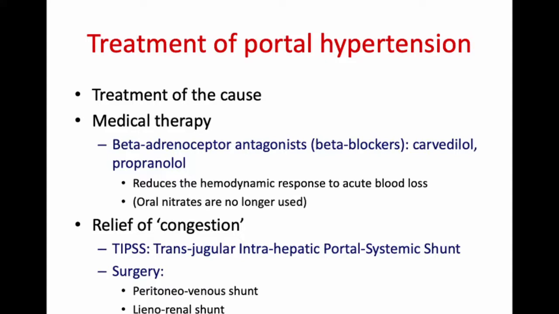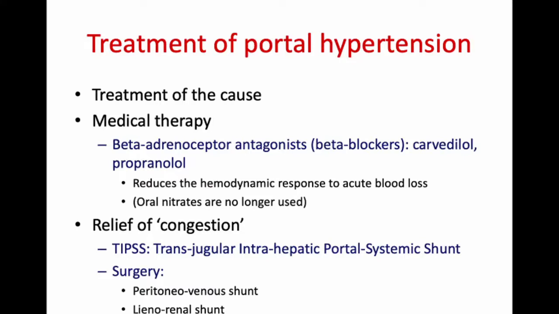So it's very important to keep that in mind, because if we rely on the pulse rate to diagnose acute blood loss, we will miss the blood loss, and the patient becomes hypotensive much earlier than those who are not on beta blockers. In the past, we used to give oral nitrates like ISMN, but now that is no longer used because clinical trials have shown that there is no survival advantage.